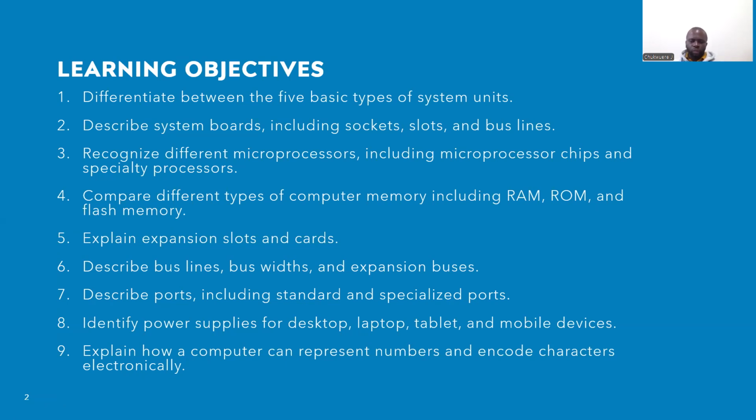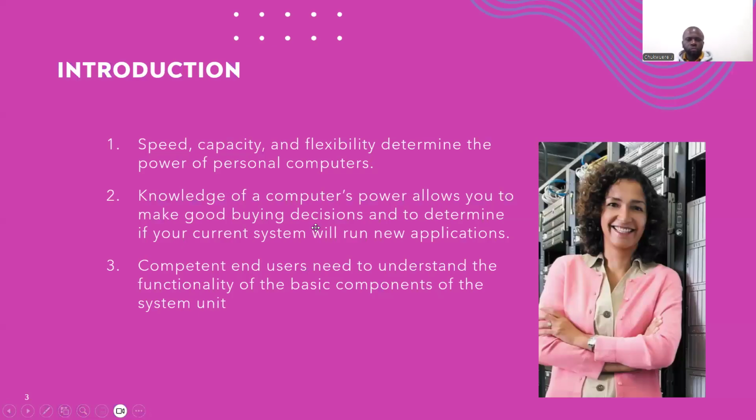Okay, so here are all our lesson objectives, starting from differentiate between the 5 basic types of system unit, down to number 9, which says explain how a computer can interpret numbers and encode characters electronically. These are all our lesson outcomes or learning objectives.